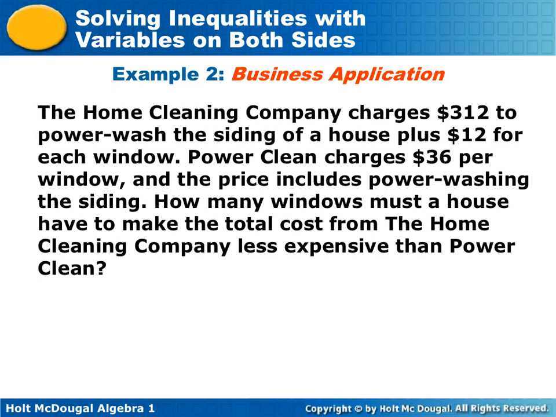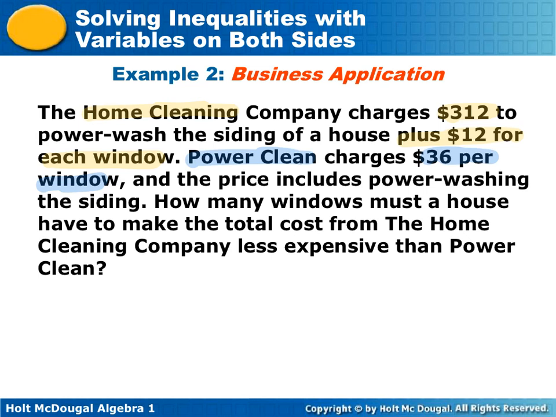Okay? So, what I'm going to tell you right here is let's go ahead and start marking some stuff off. So the home cleaning company is going to be yellow. They charge you $312 and then they charge you plus $12 for each window. Okay, so that's our first company. Our second company is Power Clean. Close in name, but very different. Power Clean charges you $36 per window, and the price includes power washing the siding.